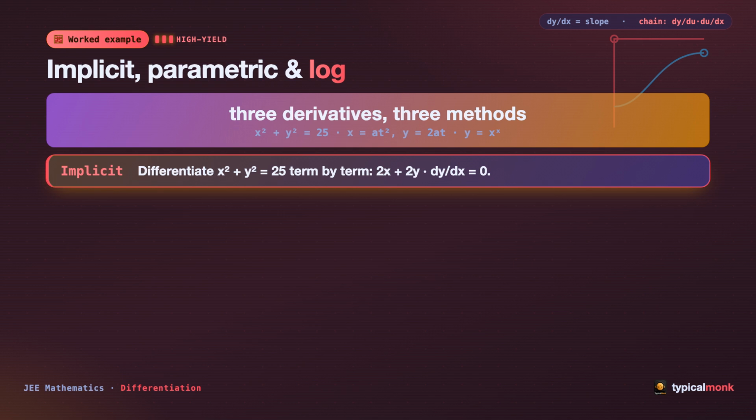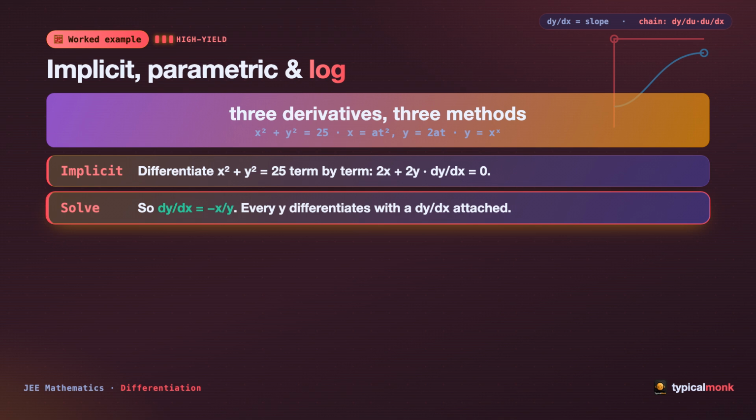Let us work 3 derivatives by 3 methods: implicit, parametric, and logarithmic. The implicit one. Differentiate x squared plus y squared equals 25, term by term. 2x plus 2y times dy by dx equals 0. Solve. So dy by dx equals minus x over y. Every y differentiates with a dy by dx attached to it.